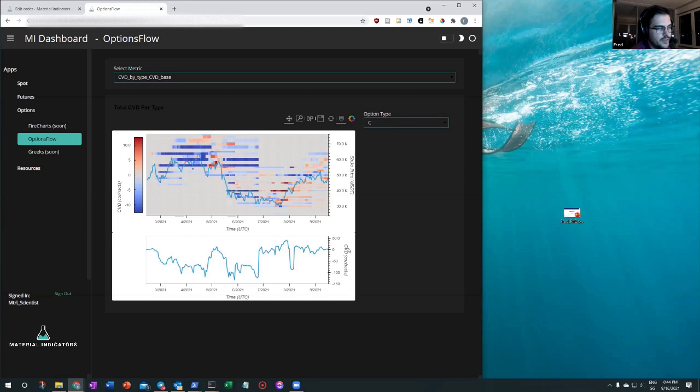And by the way, there are two types of CVD to express. You can look at the CVD and tally up the base units and how many contracts are bought, or you can look at the notional value.